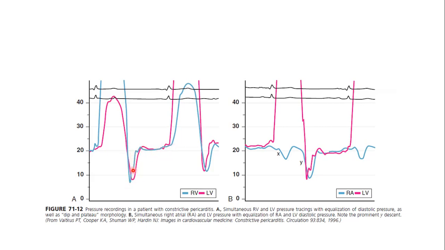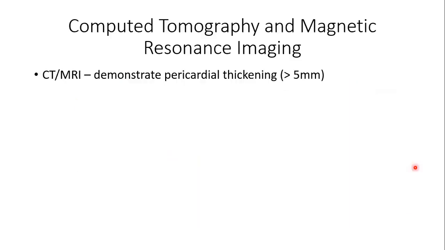gives the square root sign, which is usually found in patients with constrictive pericarditis, or is usually called dip and plateau. That is another name given to it. So this is the square root sign, basically. So I think I'll try to explain the X and Y descent so I can save some time. Okay. So the CT and the MRI is also important, basically looking out for pericardial thickening.